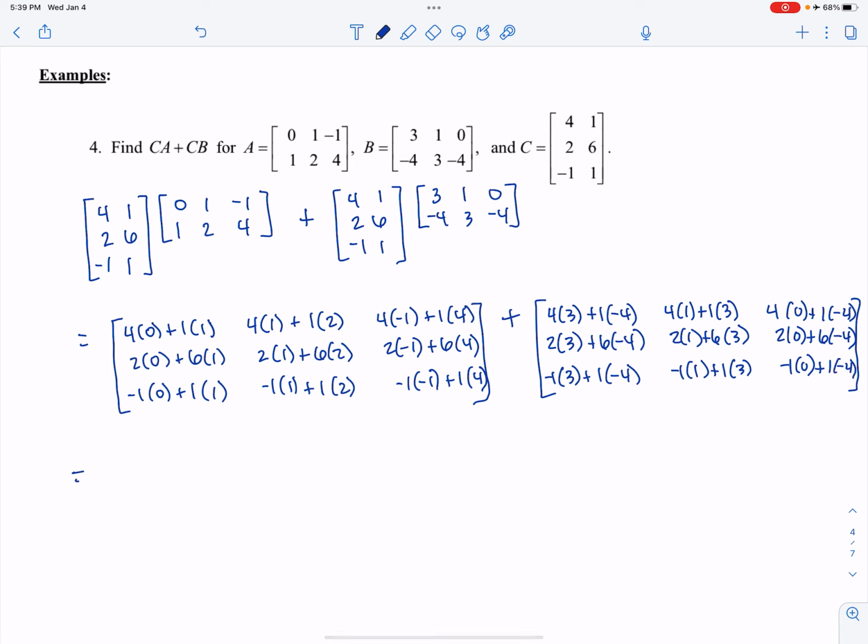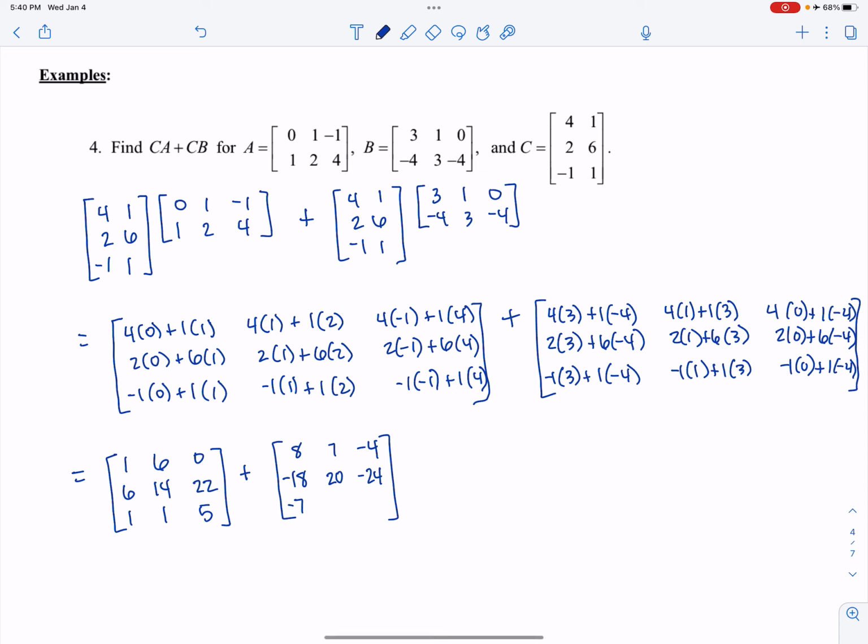And now we get 1, 6, 0, 6, 14, 22, 1, 1, 5, plus 8, 7, negative 4, negative 18, 20, negative 24, negative 7, 2, negative 4.